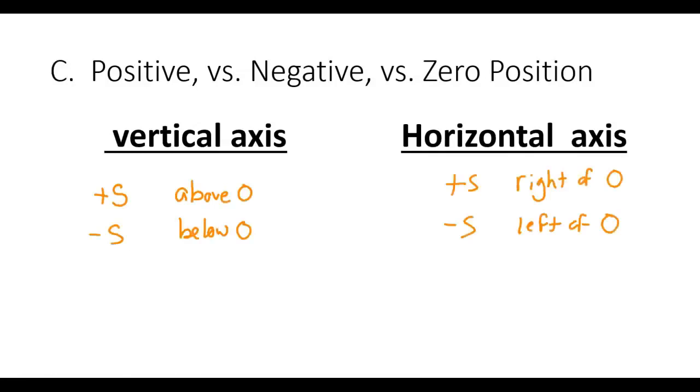Now, what if your position is 0? Well, that's kind of obvious. If S equals 0 on a vertical axis or on a horizontal, that basically just means you're at the origin. Okay? So if S equals 0, you're at the origin. You're right at the middle.